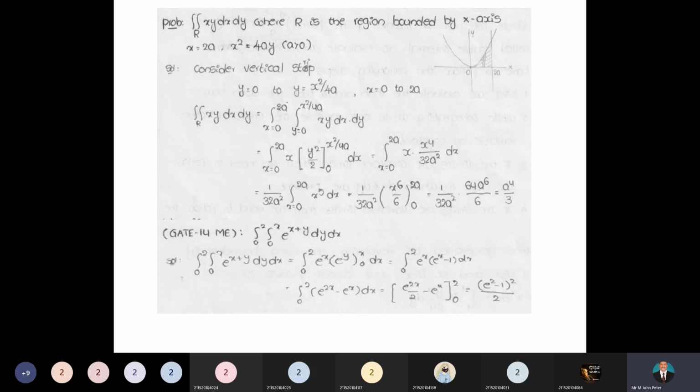That 32a square keep it outside as a constant. x power 5 integrates as x power 6 by 6, and apply the limit 0 to 2a. So you will get 64a power 6 divided by 6, outside constant into 1 divided by 32a square. Simplify, you end up with a power 4 by 3. Numerator a power 6, denominator a power 2. Simplify, you will get a power 4. So constants simplify, and finally you will get 3 in the denominator.